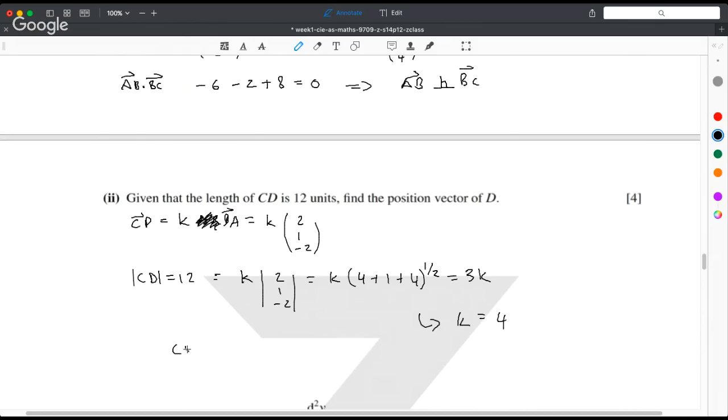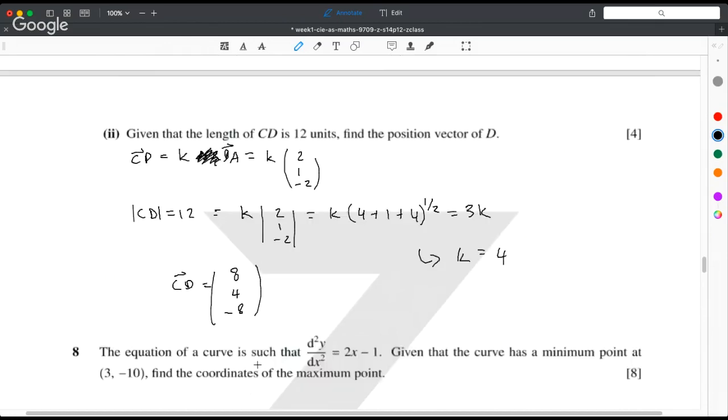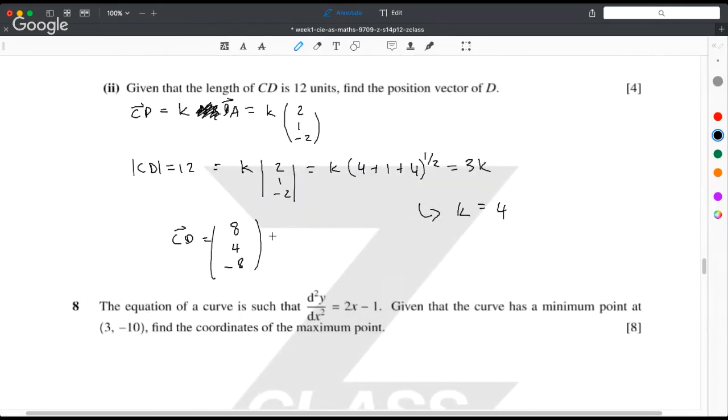So CD is equal to (8, 4, -8). And now the last piece is to recognize that CD is equal to D minus C, and therefore that D is equal to CD plus C, and that's going to be equal to (12, 9, -2). So just sort of going backwards on the stuff that we did before.